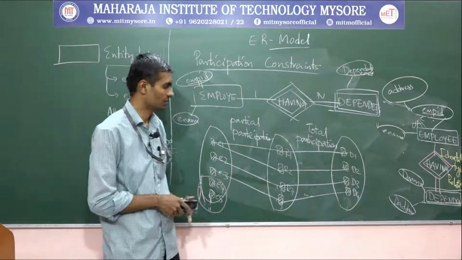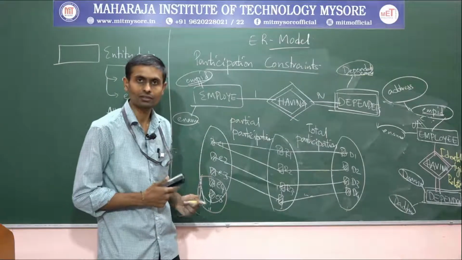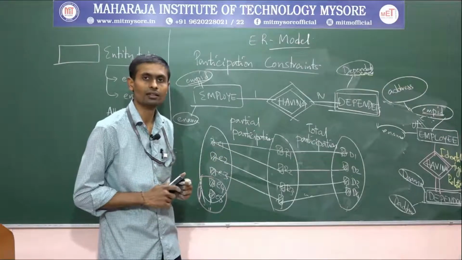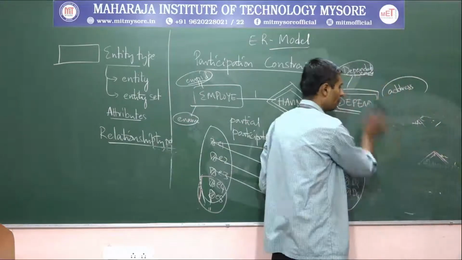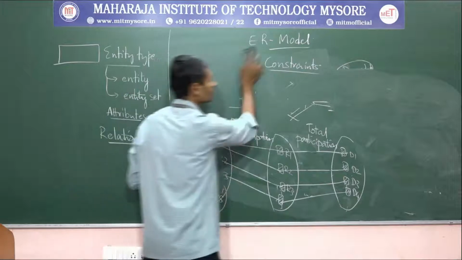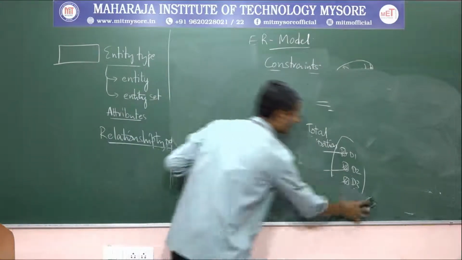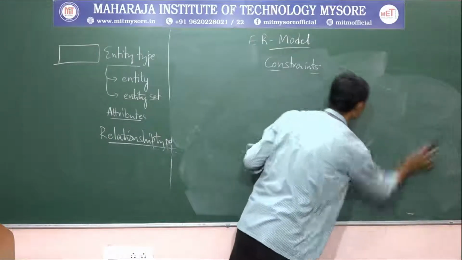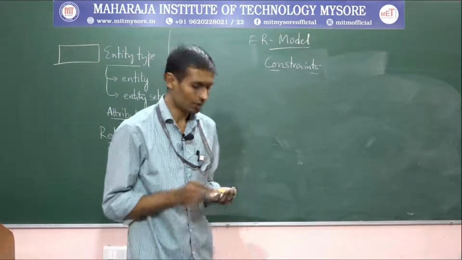So all such things, right? I think you are clear with the notation as well as the concepts. So let me move on to one more interesting topic of this ER model, and that we call by name a mapping constraint.